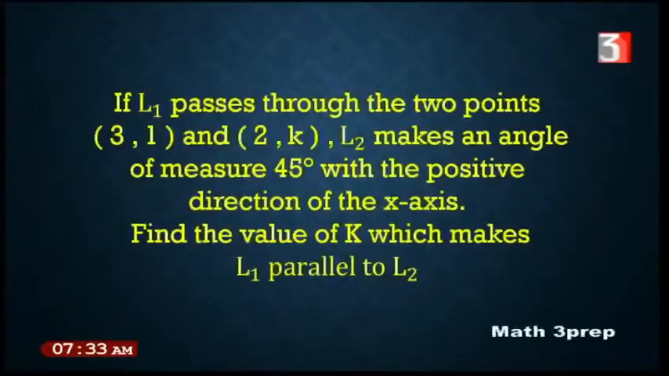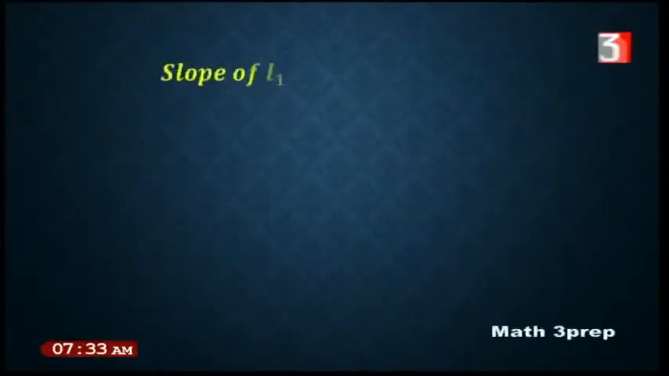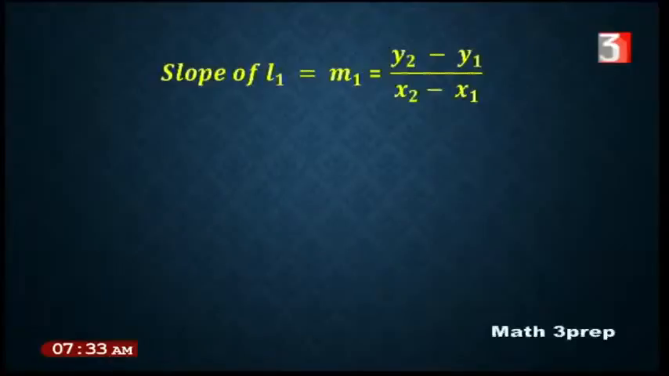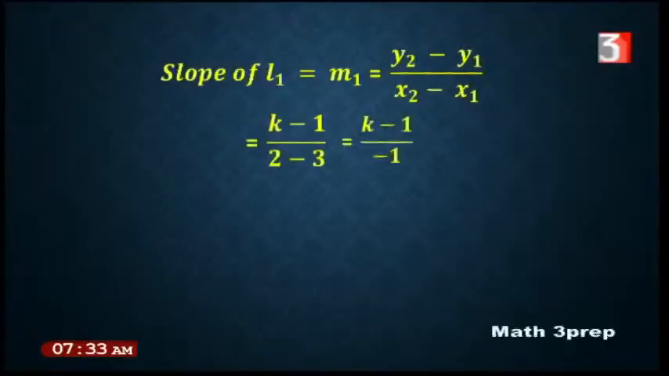That's correct. The two lines are parallel, then their slopes are equal. So try to find slope number 1 for L1 and slope number 2 for L2. What about M1? M1 equals, that's correct, (y2 minus y1) over (x2 minus x1), which is equal to (k minus 1) over (2 minus 3), to give a result as (k minus 1) over negative 1.